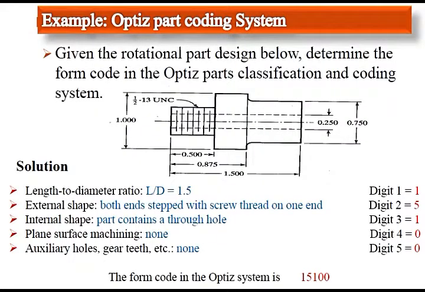Optimized part coding system. Given the design relationships below, find the optimum part classification and coding system. Solution: L upon D is equal to 1.5, external shape, internal shape, and planning surface machine. Known exactly: whole gear teeth. This is 1, 2, 3, 4, 5.